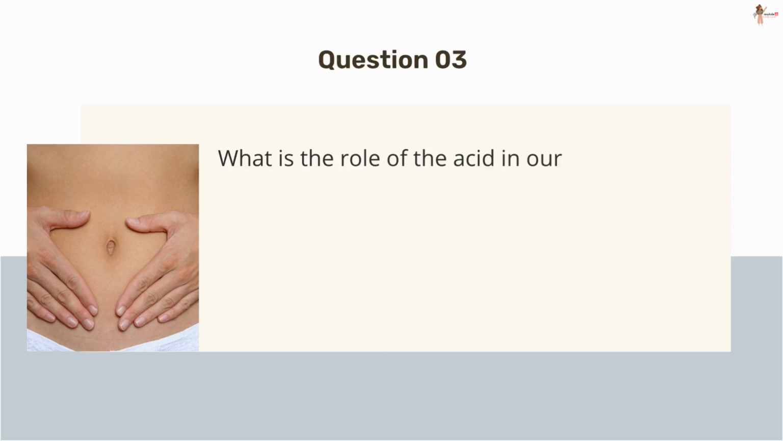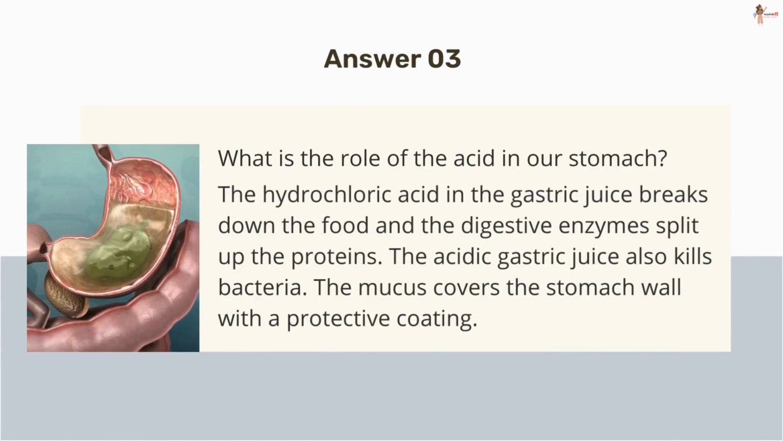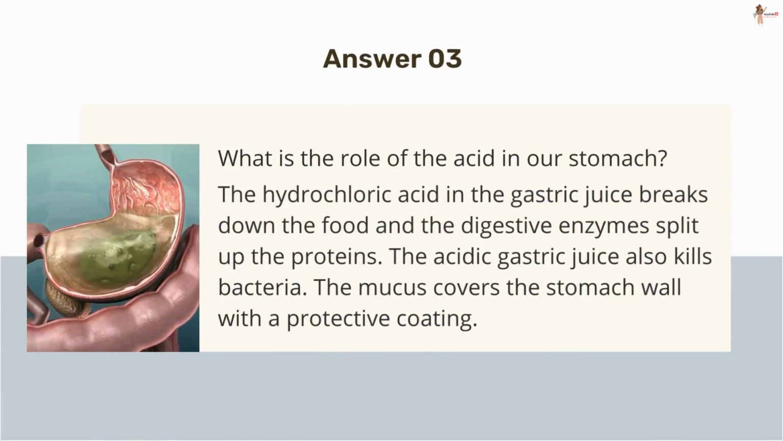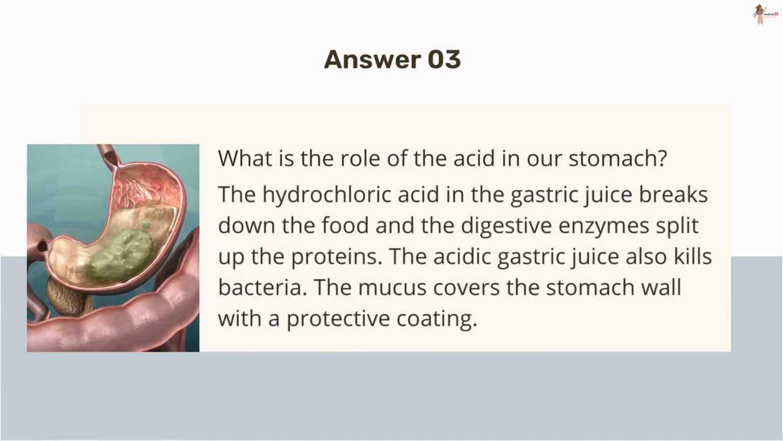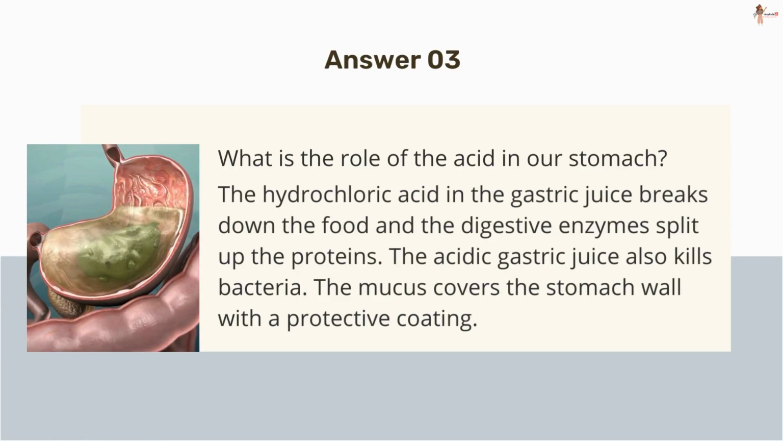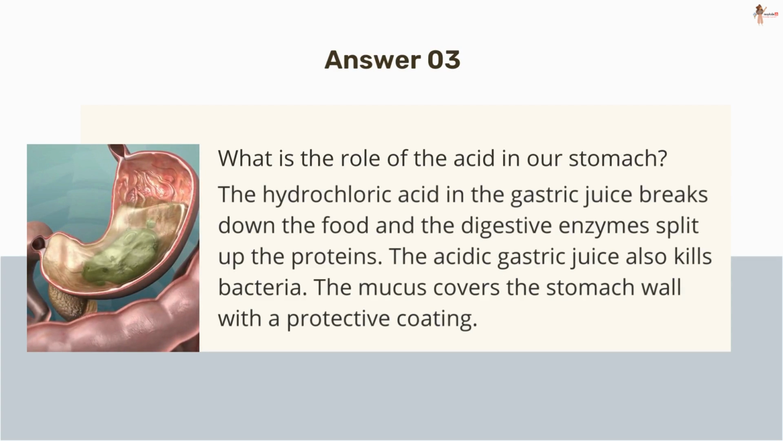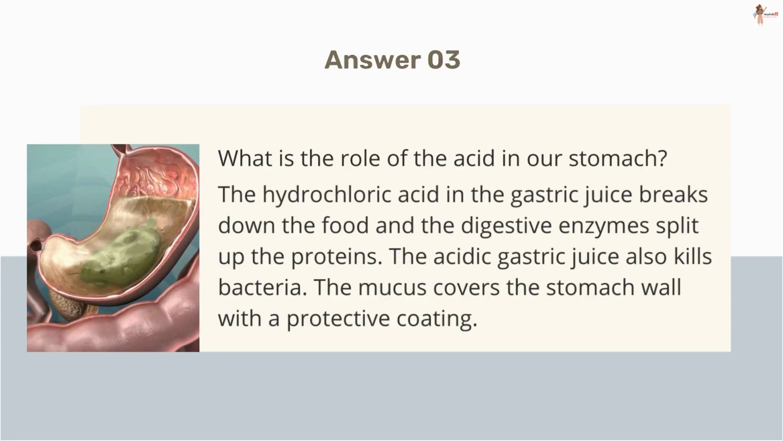What is the role of the acid in our stomach? The hydrochloric acid in the gastric juice breaks down the food and the digestive enzymes split up the proteins. The acidic gastric juice also kills bacteria. The mucus covers the stomach wall with a protective coating.